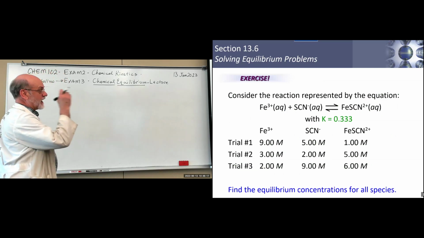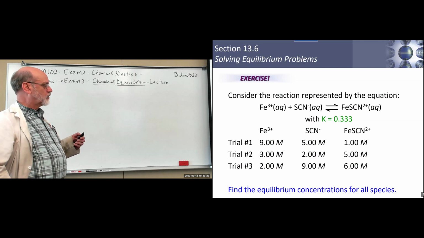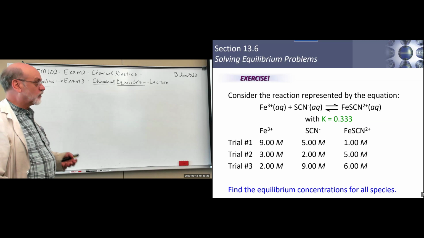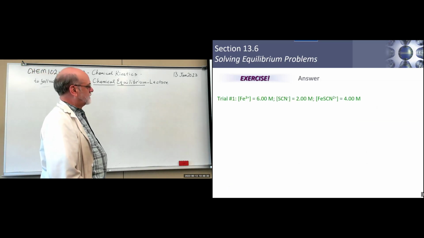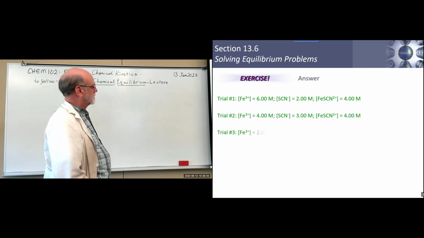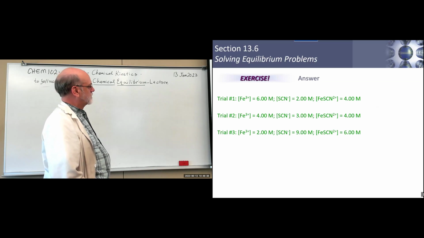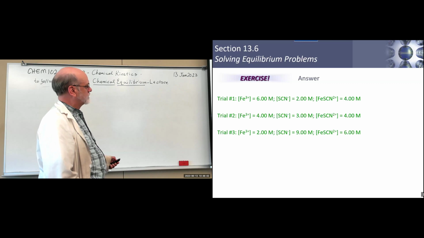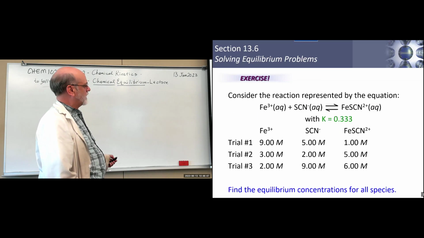All right, here are 3 trials. If we have these different values for each one, we're going to have a different equilibrium position, but the K is still 0.333. And if you'd like to work them out, those were the equilibrium concentrations. Let me go back.